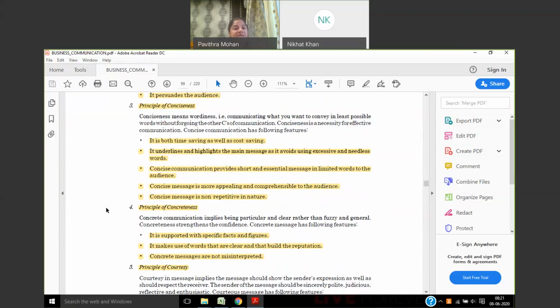It underlines and highlights the main message as it avoids unnecessary and needless words. So for the information I want to express, I'm not using excessive or needless words in explaining it. I'm just giving what is important, like your textbook. I'm highlighting what is important, so it's easier for you to read and understand it. When you get your own textbooks, it will be easier for you to highlight the same concepts and start studying. So in a way, it is avoiding excessive and needless words, and we are just highlighting the main contents.